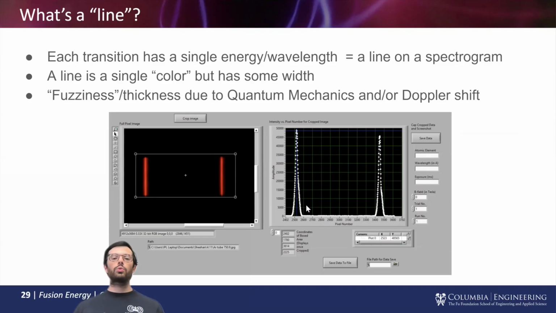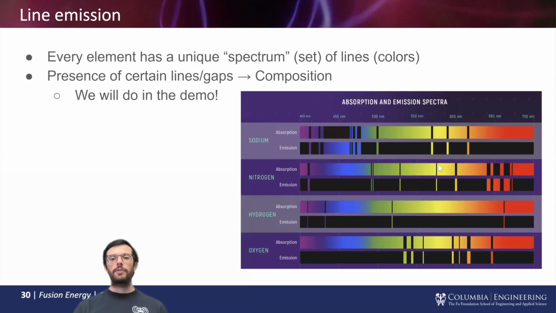And no matter how cold you get your gas, so they're not jiggling, there's none of this Doppler shift, you'll still get some kind of peak that's not just a perfect line. And if you heat them up, that peak will mush outwards, spread out by Doppler shift, which is what we talked about before.